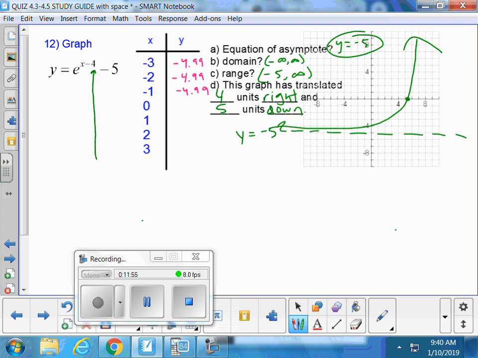-4.99 again. -4.98. Now our values start growing. -4.95, -4.87, and -4.63. Okay.